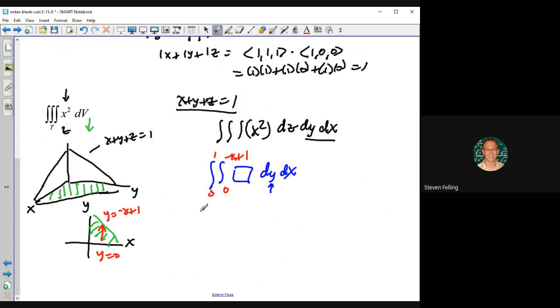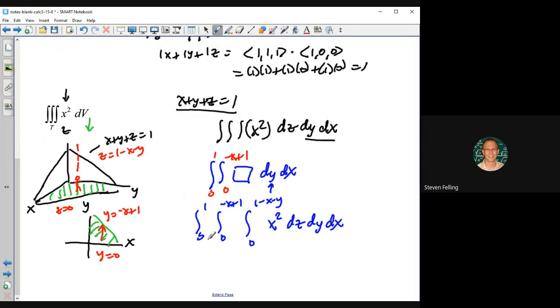Okay, and then we can go back and imagine that our little person is standing there and jumping up and down. So they're going to jump in the z direction from z equals 0 to z equals 1 minus x minus y. So I'm just going to add another variable, on the inside. So we have 0 to 1, 0 to negative x plus 1, and then on the inside, 0 to 1 minus x minus y of the integrand, which is x squared, dz, dy, dx. So there's the setup. And now we'll start to integrate.